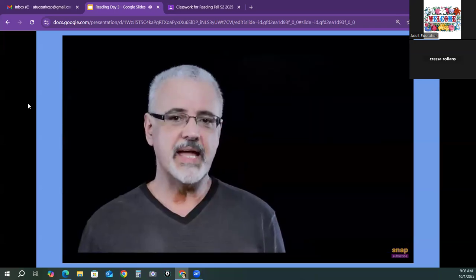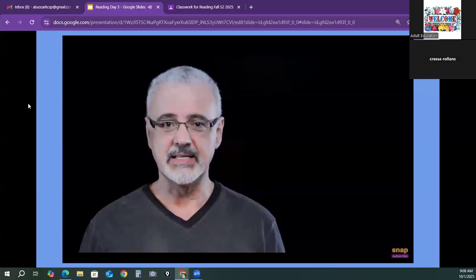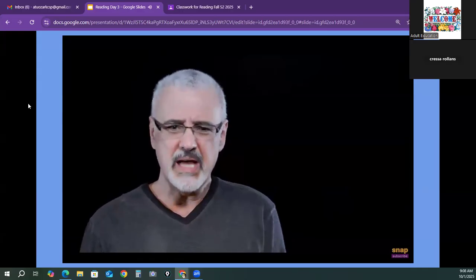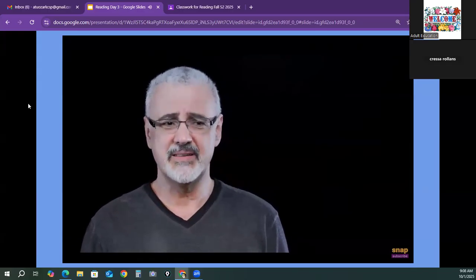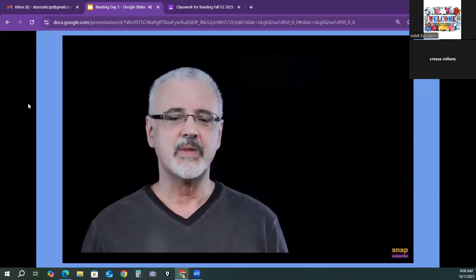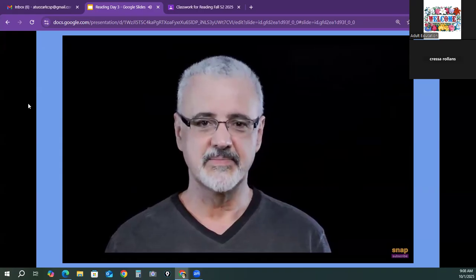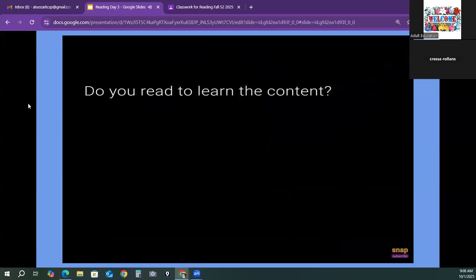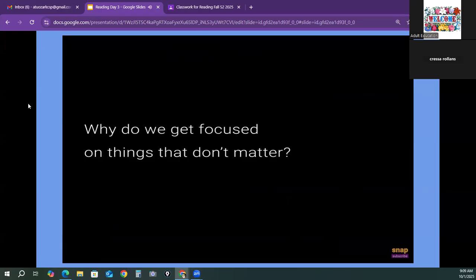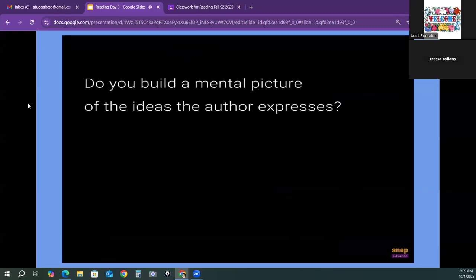Focus on understanding and learning the content as opposed to finding that one main idea sentence in the paragraph that may not even be there. The most important thing is to understand the message. Do you read to learn the content? Why do you think sometimes we get so focused on things that don't matter? Do you build a mental picture of the ideas the writer expresses?